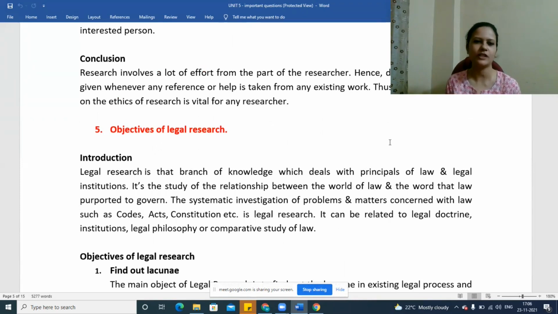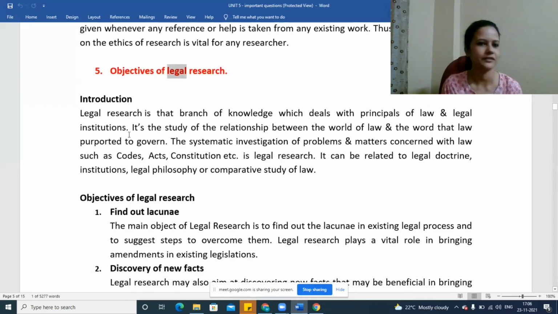We will not simply take a topic and do research, but there will be some objective behind it, why we are doing that research. So what are the objectives of legal research? When we talk about research in the legal field, what may be the main reasons why people take up research, or how it may help the researcher? That is what we need to understand here.